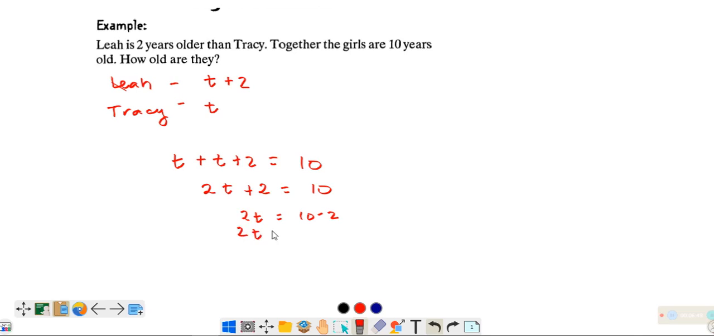And then we have 2t is equal to 8. Divide both sides by 2. T is now equal to 4. We know that t is equal to 4. But how about Leia? Leia is 4 plus 2, which is equal to 6. So their ages are, Leia is 6 years old and Tracy is 4 years old. Okay? Okay. Now let's go to the other part.